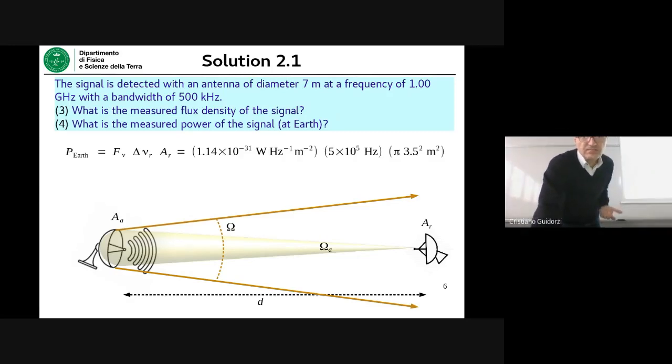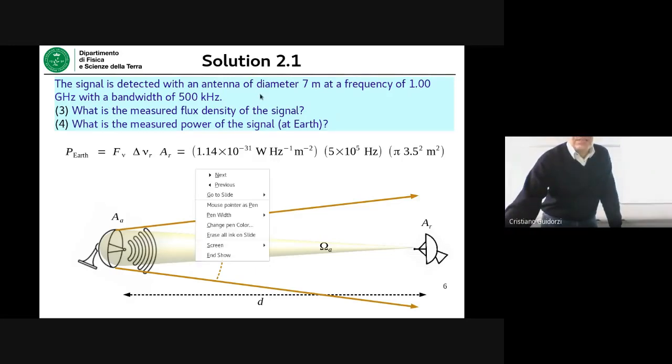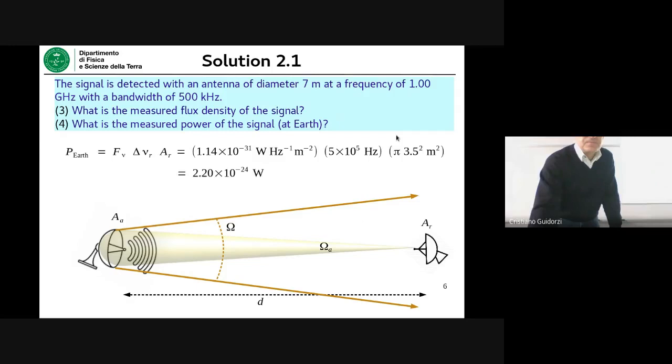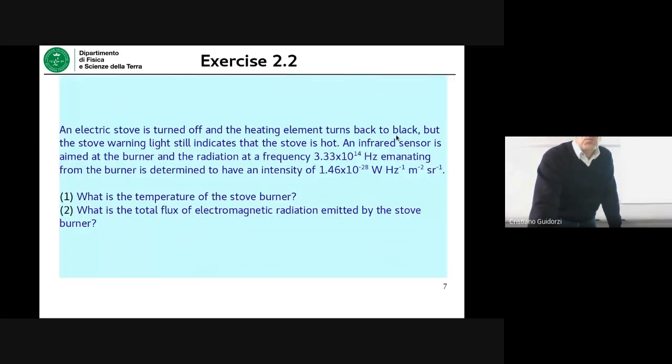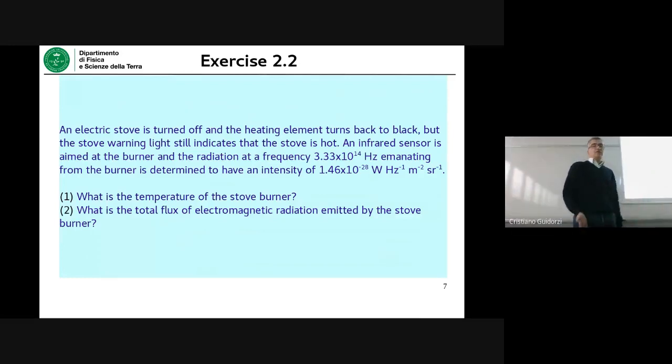So in this case, just by replacing values, the flux density that we obtained before times the bandwidth of the receiver, which is 10 to 5 kilohertz in a sense, and remembering that the diameter of the antenna of the receiver is 7 meters, so the radius is 3.5 meter. So just the area of a circle. This is something 10 to minus 24 watts. I'm going a little bit quicker, but I think if you already thought about that, that should be quite straightforward. In any case, let me just finish this other exercise.